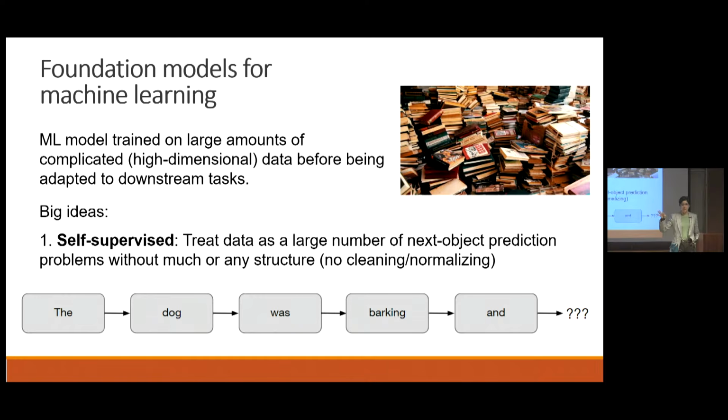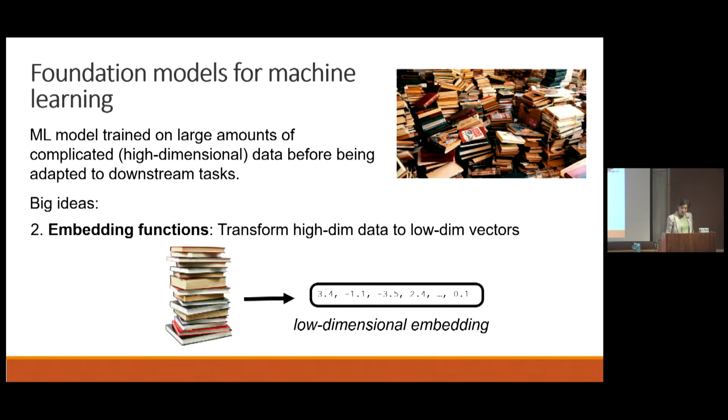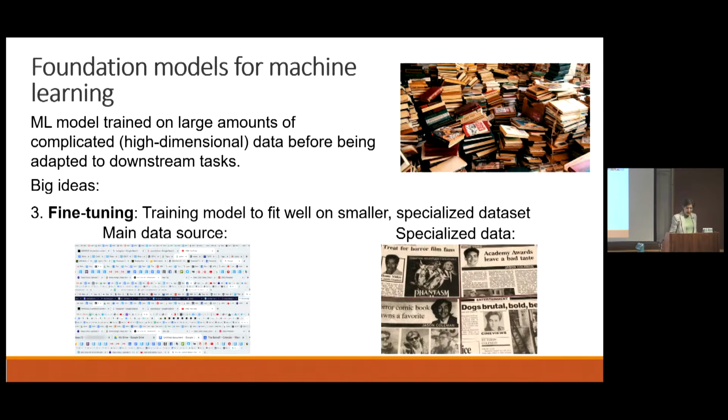But we built them with Bayesian models before the latest thing came out. So they're self-supervised. They make use of embedding functions, transforming high-dimensional data to low-dimensional vectors. And then this idea is what I'm applying in a lot of this work, fine-tuning. So training the model to fit well on smaller specialized data sets, and especially from the perspective of working in subdomains that have proprietary or specialized data, like data on health outcomes or data on individual worker wages.